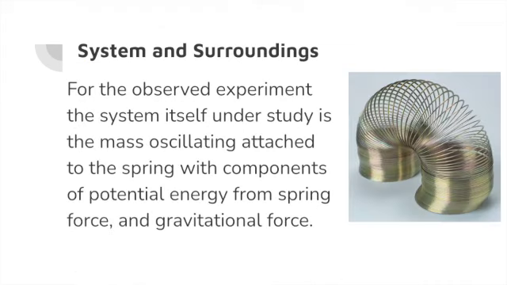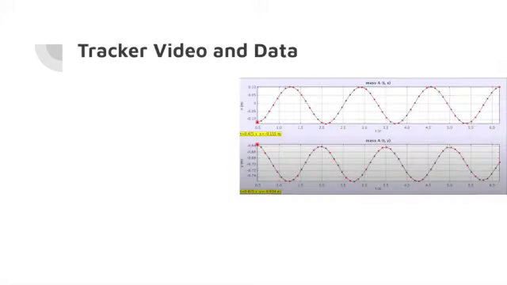System and surroundings. For the observed system, the system itself under study is the mass oscillating attached to the spring with components of potential energy from spring force and gravitational force. The surroundings are everything else in the environment around it.